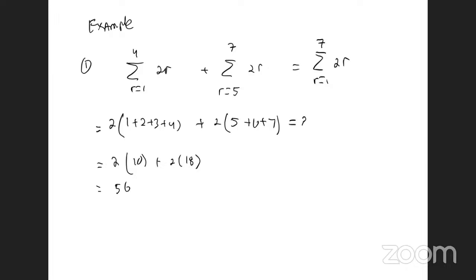If you factor out 2, you will see 1 plus 2 plus 3 plus 4 plus 5 plus 6 plus 7. Okay? That's very good.